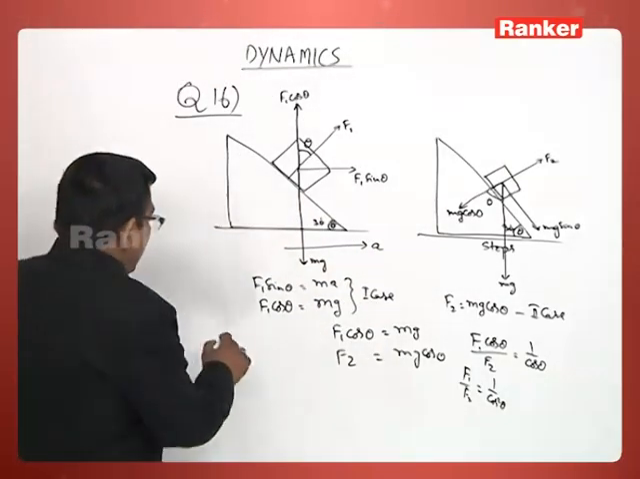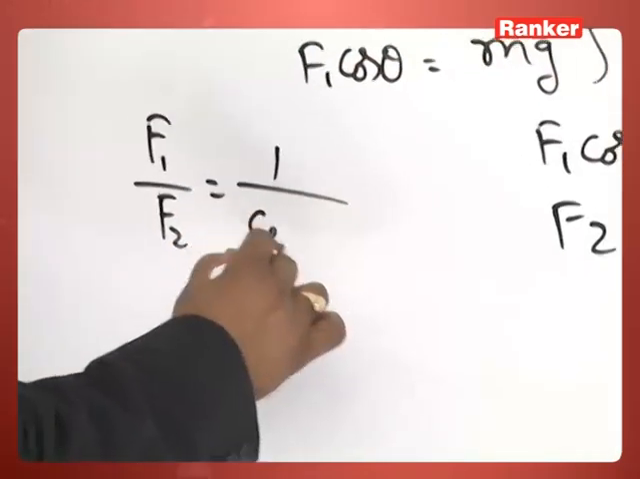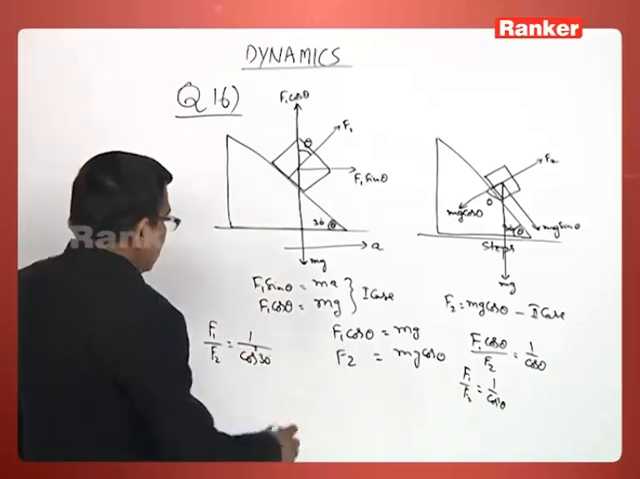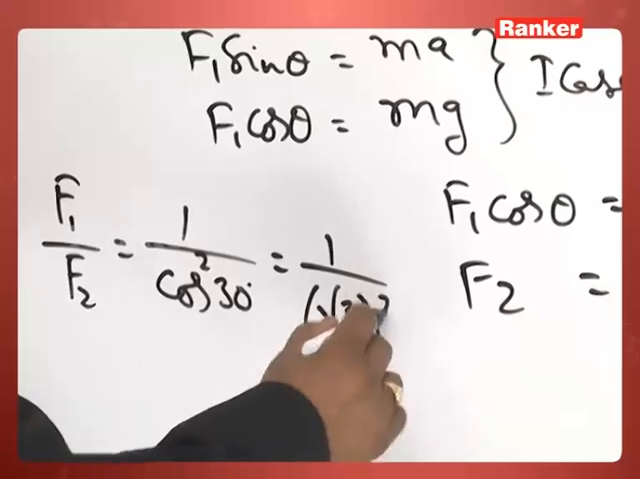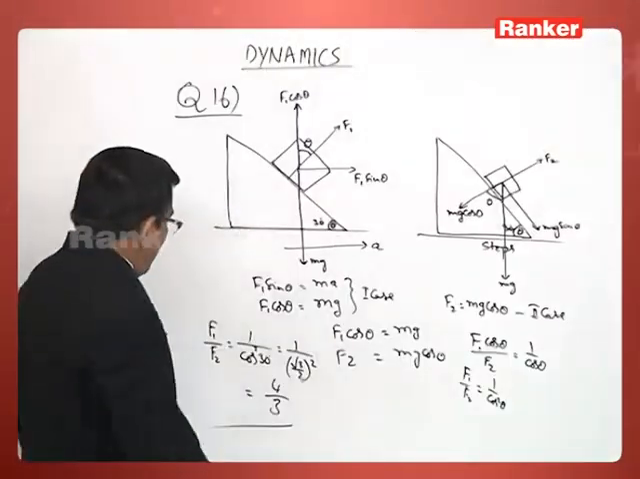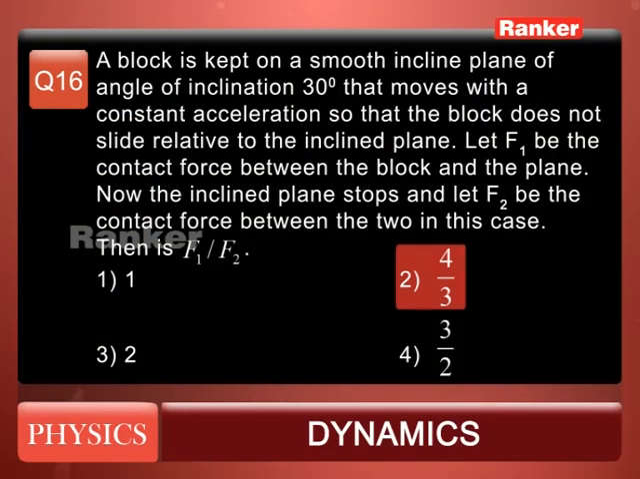Then what is its value? F1 by F2 is 1 by cos square 30. As here the angle was given as 30, cos 30 is root 3 by 2 whole square. If you simplify, it will be 4 by 3. So the ratio of forces F1 by F2 will be 4 by 3. If you see the options, second option is 4 by 3, hence answer is 2.